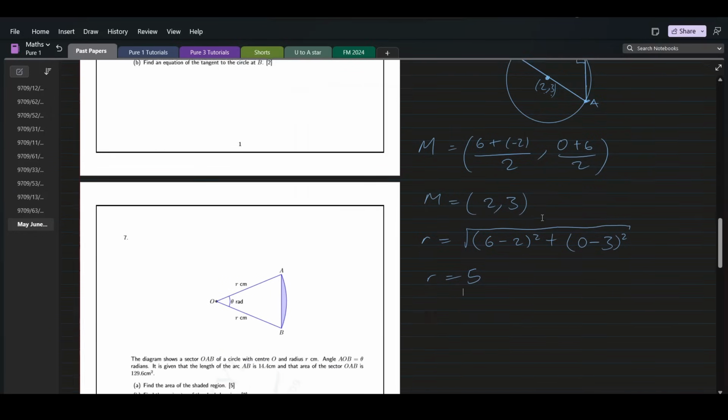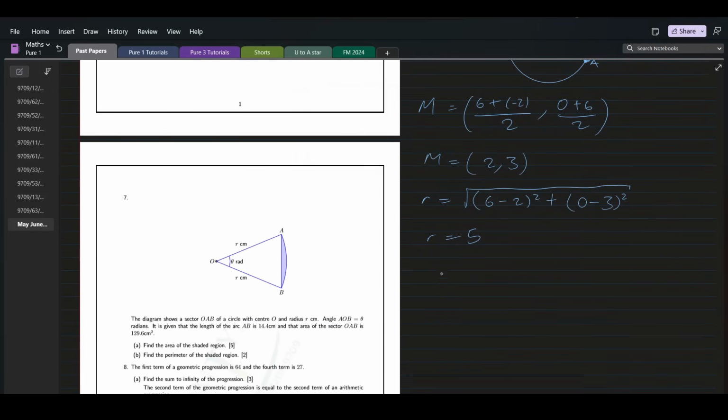And so this means that the equation of our circle must be (x minus 2) squared plus (y minus 3) squared, and this should be equal to the radius squared. So therefore the equation of the circle is (x minus 2) squared plus (y minus 3) squared is equal to 25, and this would be our final answer for part A.